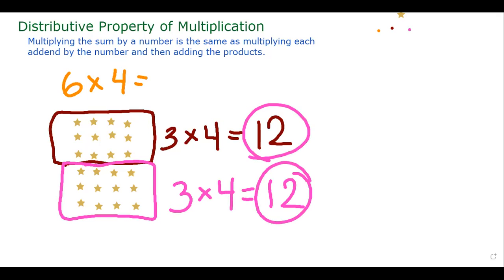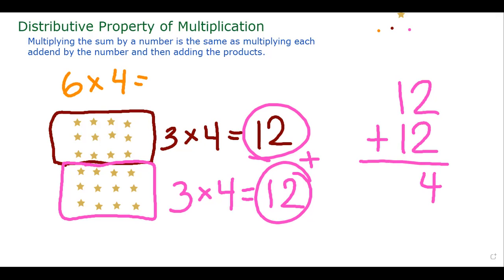To find my total, I'm going to add these 2 numbers together. 4 and 2. I got 24. So 6 times 4 equals 24.